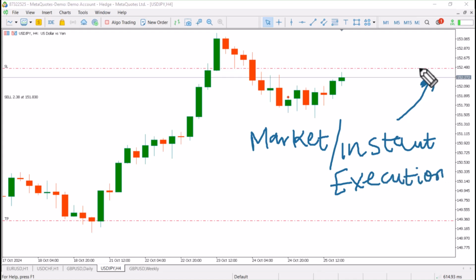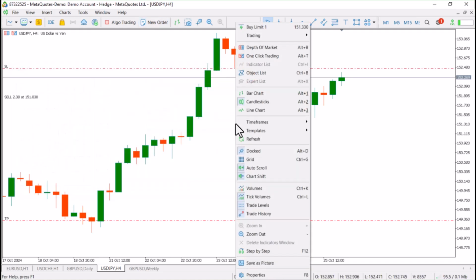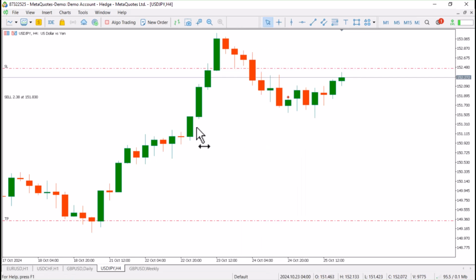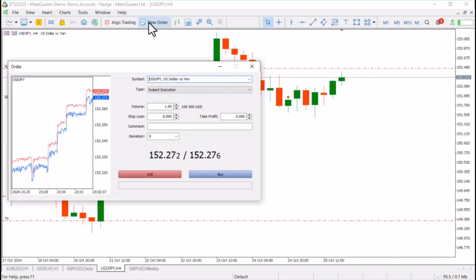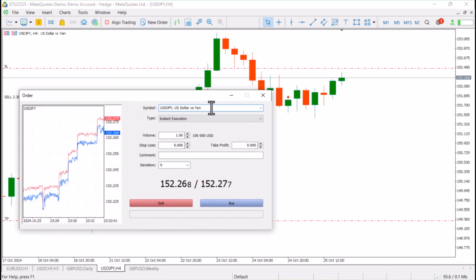Now, for you to execute your instant buy or sell here, you use the instant execution. You move your cursor and select new order. Alternatively, you right click on your mouse and you click on trading. But the fastest way is to click on new order. Once you click on new order, a new window will open up. Then you select your symbol. Then under the symbol, you make sure the instant execution is selected. Then you calculate the position size.